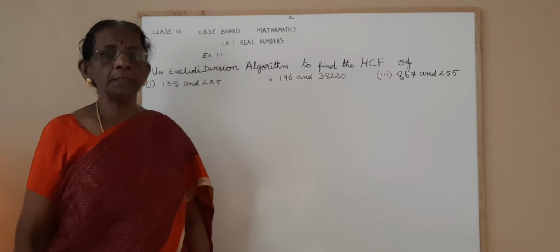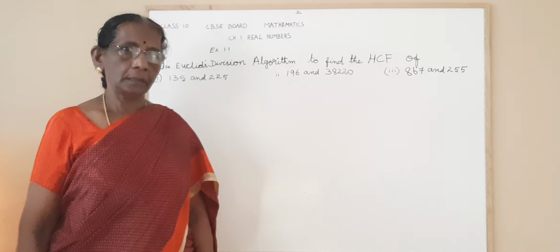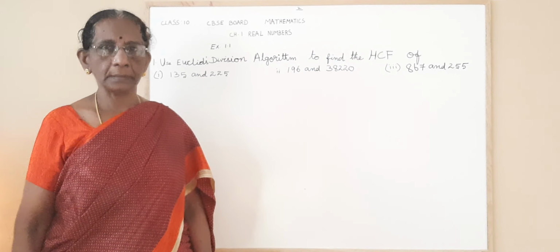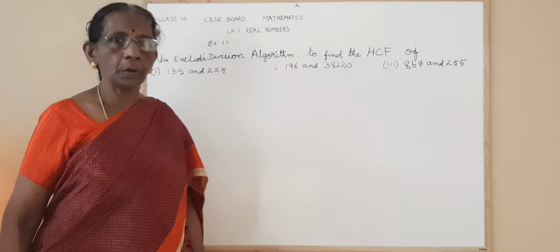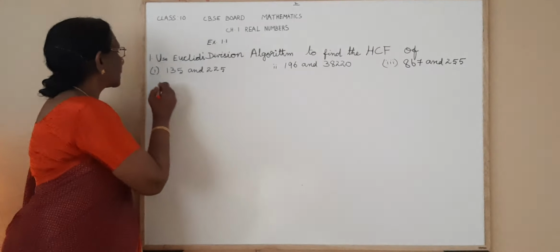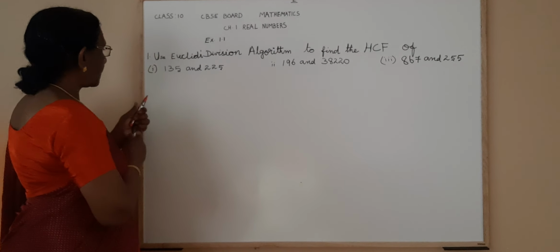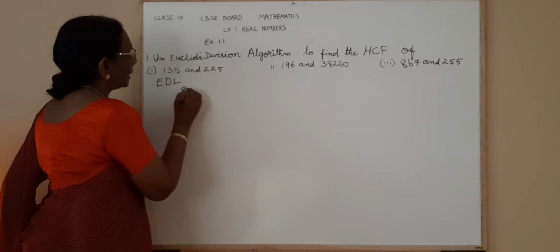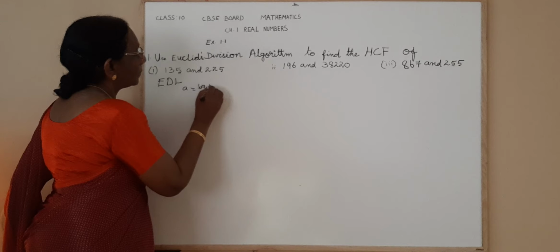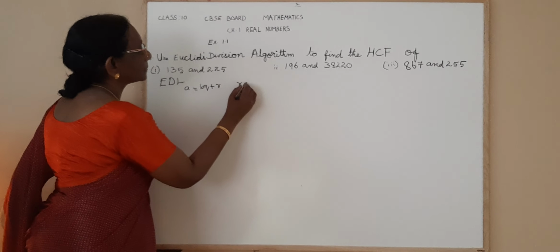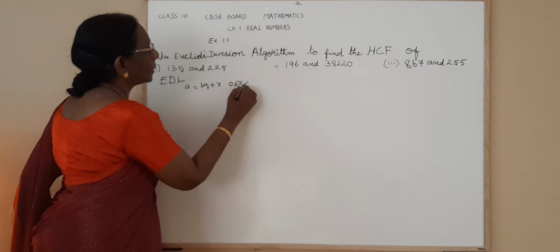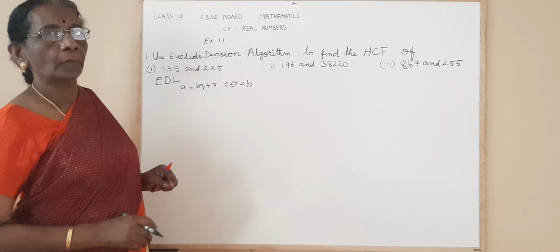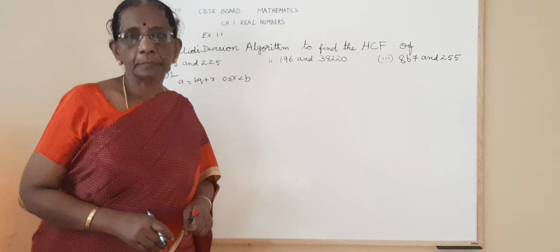Given two integers a and b, there exist integers q and r satisfying a is equal to bq plus r, and r is greater than or equal to 0 but less than b. Isn't it? So we are writing a is equal to bq plus r, where r is greater than or equal to 0 but less than b. Now from this we are going to see what is the division algorithm.